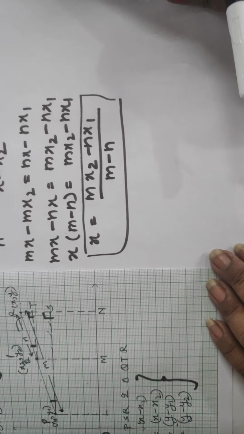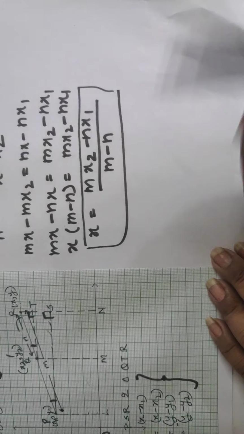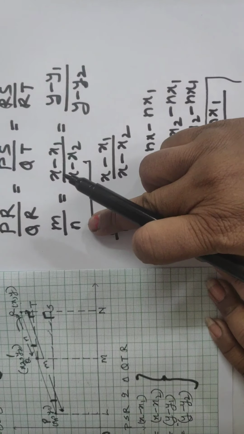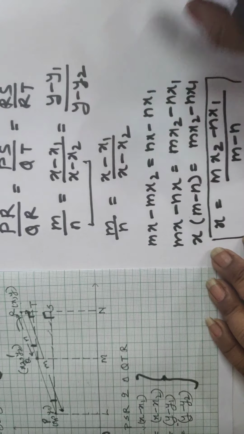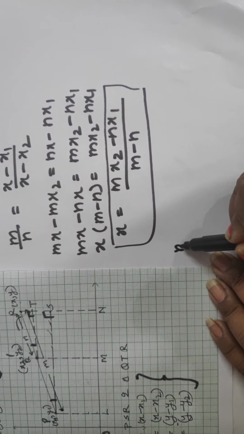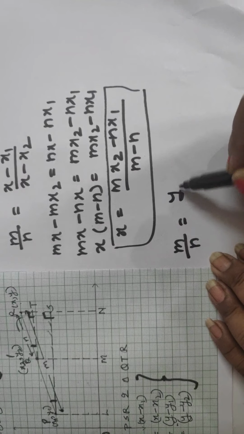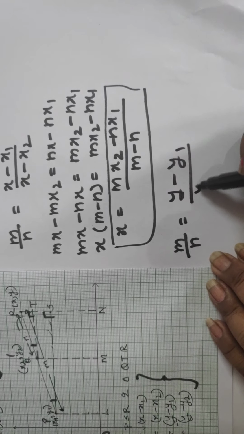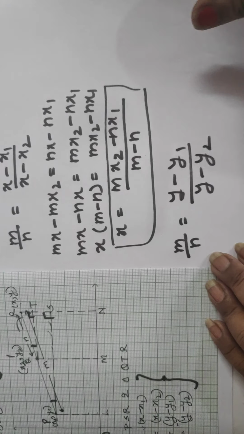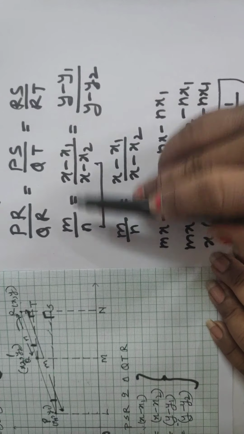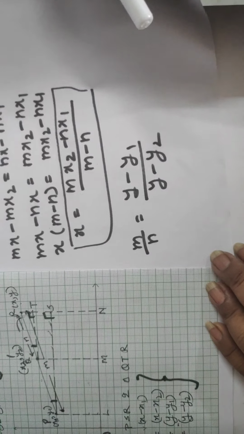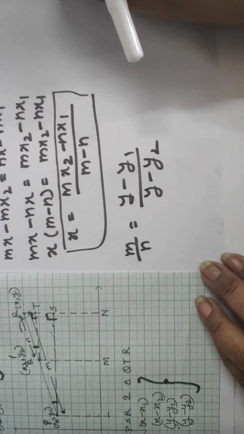To find the y coordinate, we will equate m upon n is equal to y minus y1 upon y minus y2 here. Now I am equating this. So again we will do the cross multiplication.